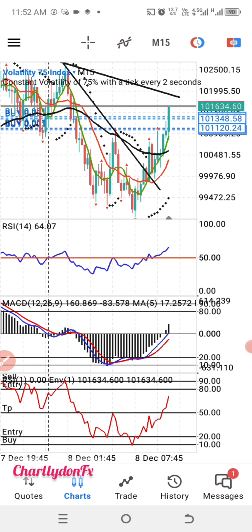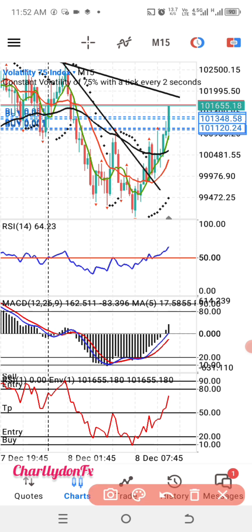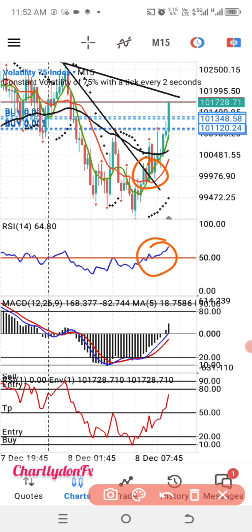As you can see, this is the crossover, guys. Look at indicator window one. You can see the RSI crossed above the 50 level, and from the main chart, you can see the divergence. Can you see the divergence here?